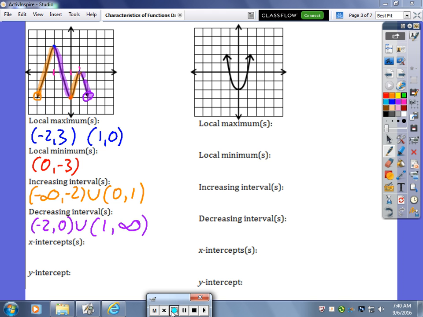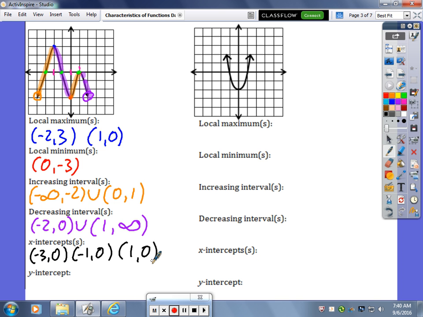Now let's find our x and y-intercepts. The x-intercepts are here, here, and here. In other words, the coordinates of our x-intercepts are -3, 0, -1, 0, and 1, 0.